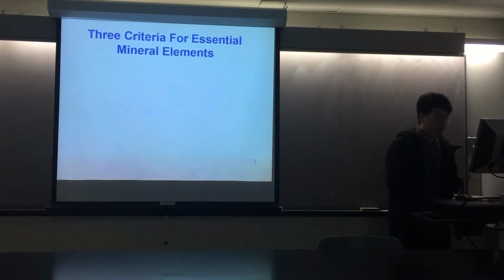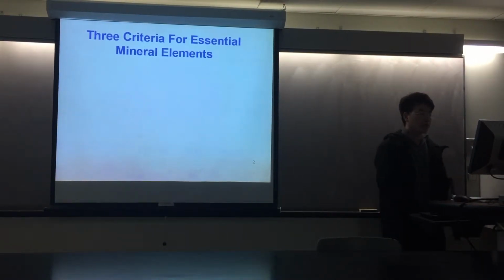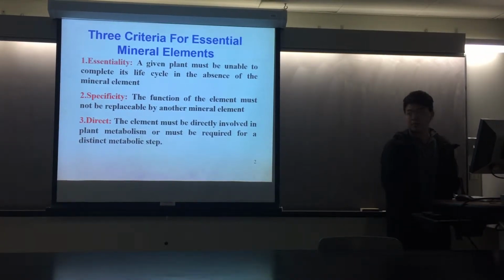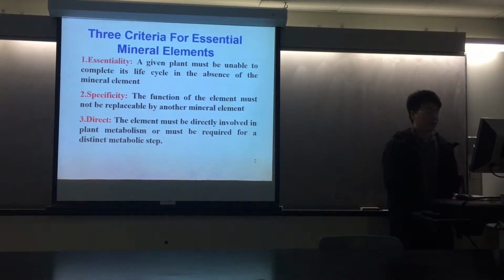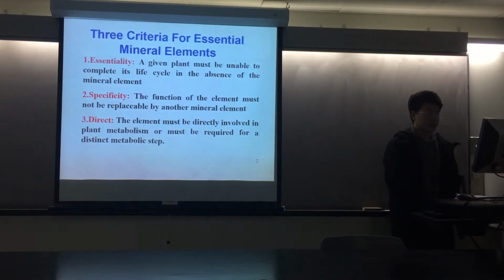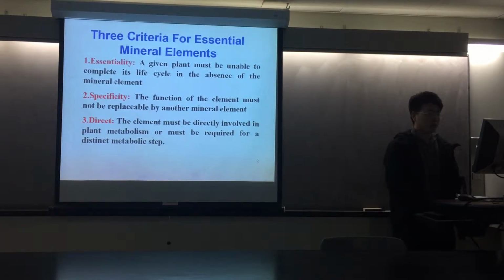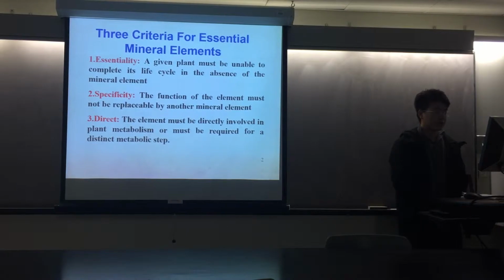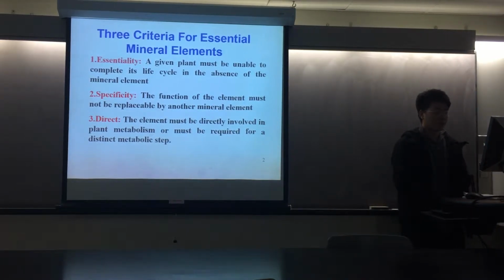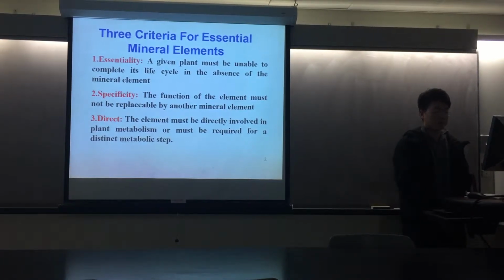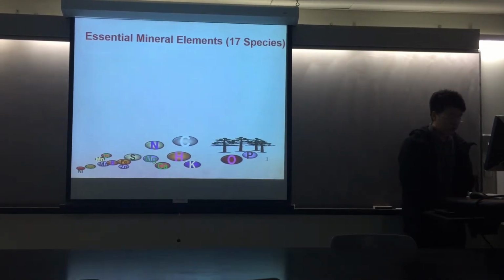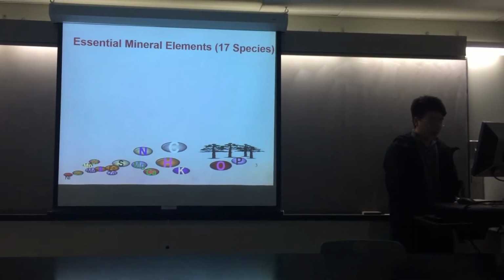Here come our three criteria for essential mineral elements. The first is essentiality: a plant must be able to complete its life cycle in the absence of the mineral element. The second is specificity: the function of the element must not be replaceable by another element. And the third is directness: the element must be directly involved in plant metabolism or required for a direct metabolic step.